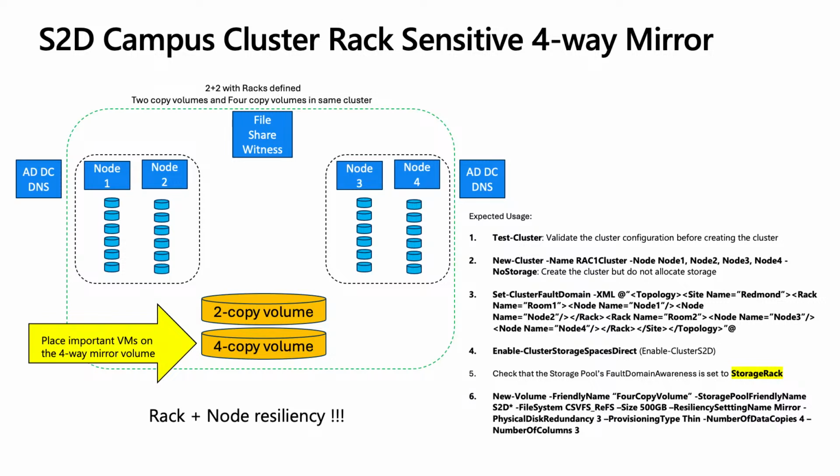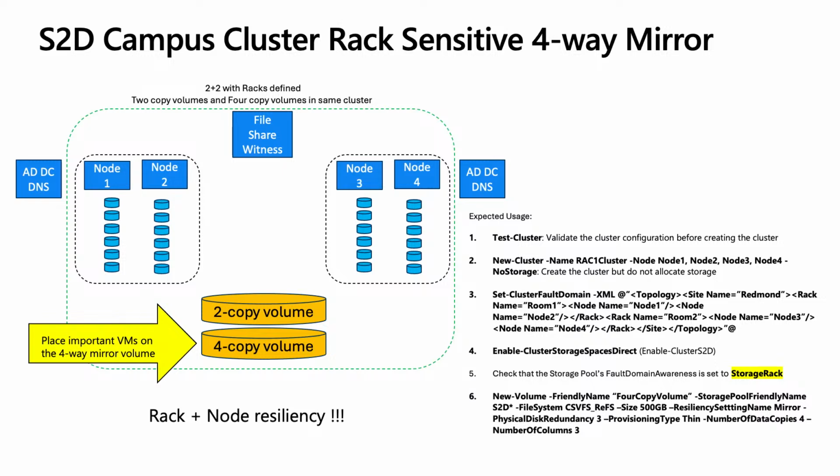So the idea here is that when you configure the rack fault domains in a failover cluster, you can create either 2-copy or 4-copy volumes, and you can get better resiliency. In the case of a 4-copy volume on a 4-node campus cluster, we actually achieve a new level of resiliency, which we call rack plus node, which means that you can technically lose an entire rack and lose a node in the other rack and still remain running with a full copy of your data. So very, very happy about this feature. It should work really, really well.